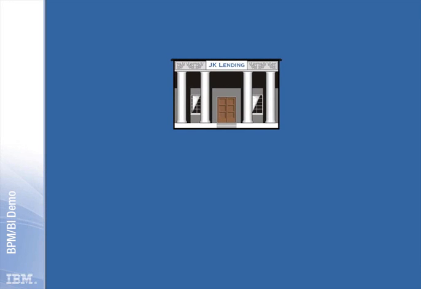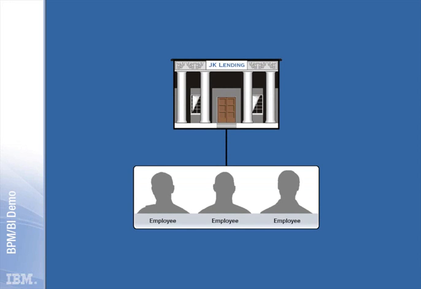JK Lending is a fictional company that issues loans for home ownership. In this demonstration, we will follow 3 employees as they leverage business process management and business intelligence systems to improve their loan approval processes and resolve performance problems.